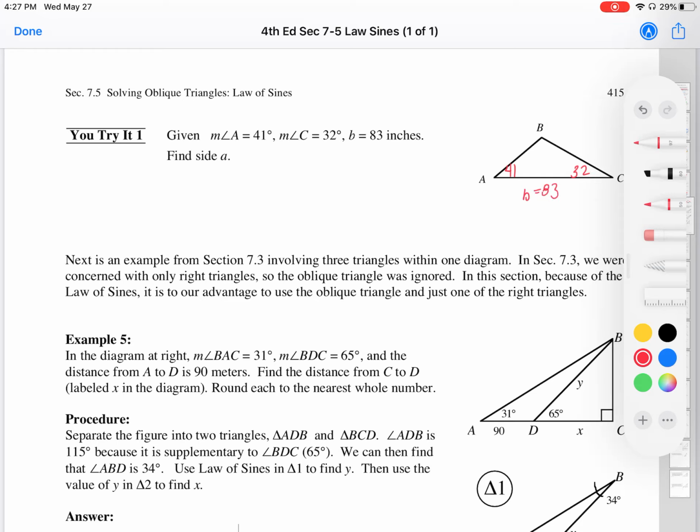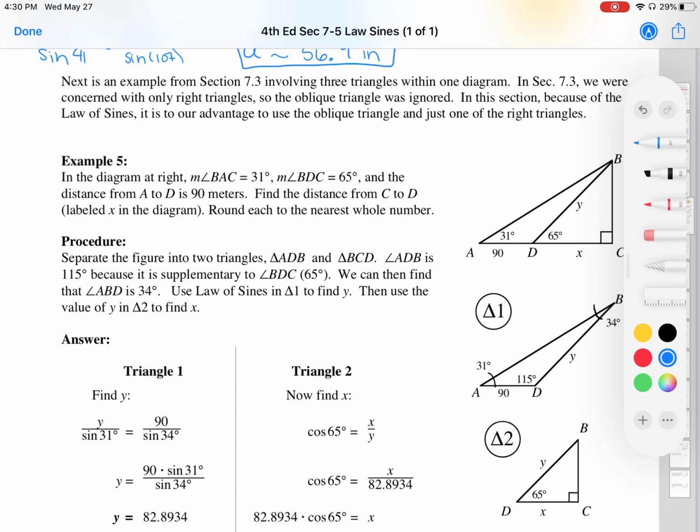And our units of measurement in this question is inches. All right, let's go ahead and continue with our next example. Next is an example from section 7.3 involving three triangles within one diagram. In section 7.3, we were concerned with only right triangles, so the oblique triangle was ignored.